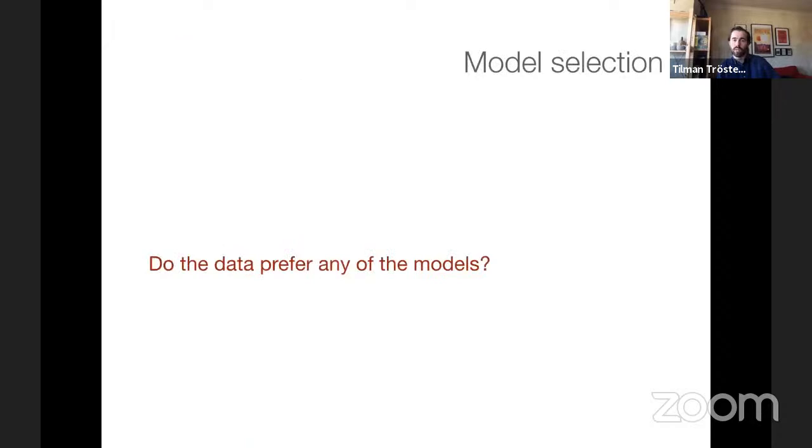Finally, you can ask, well, you looked at a whole bunch of models. Are any of these models better than any of the others? Even if you don't find a preference for, let's say, a w of -2 or something like that, is wCDM better at describing the data than lambda CDM?